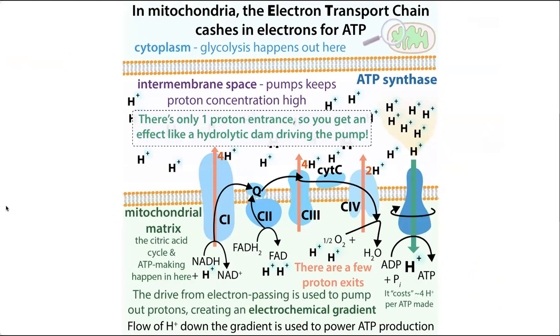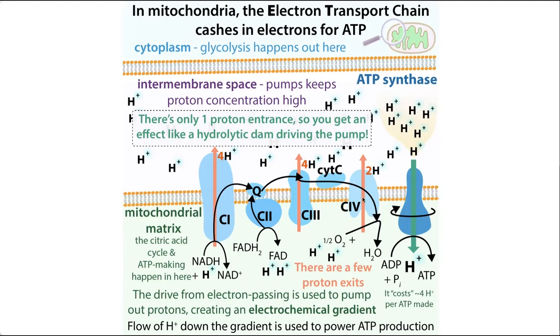Now let's do a little bit of ATP accounting. So imagine that we have NADH. It's going to come in complex 1. In complex 1, we're going to pump out 4 protons. And we're going to be passing a pair of electrons onto Q. That pair of electrons from Q is then going to travel to complex 3, and it's going to pass those electrons onto cytochrome C. In the process, it's going to pump out 4 protons. So we get 8 protons so far.